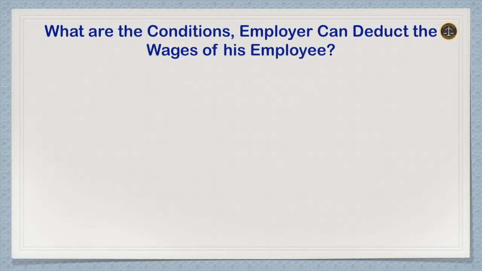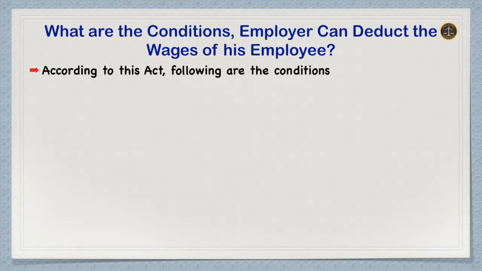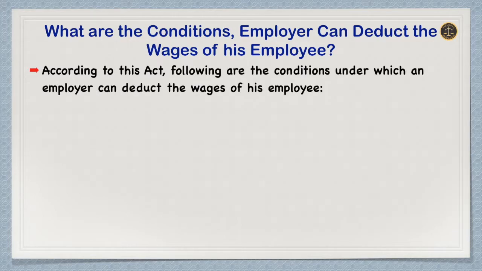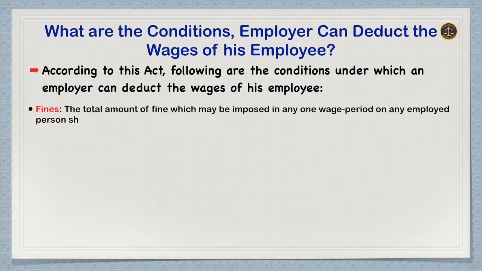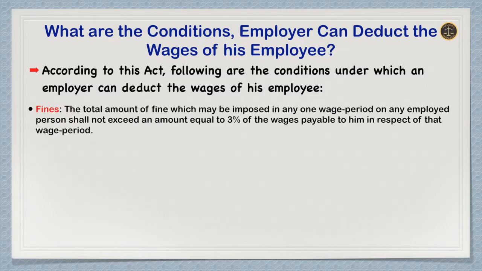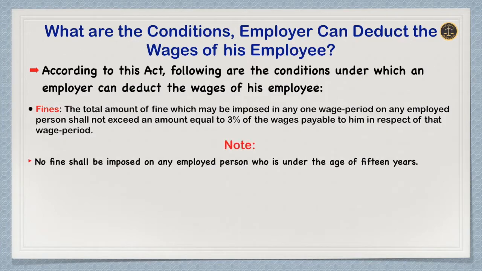Now, the next question is, what are the conditions under which the employer can deduct the wages of his employee? According to this act, following are the conditions under which an employer can deduct the wages of his employee. Fines. The total amount of fine which may be imposed in any one wage period on any employed person shall not exceed an amount equal to 3% of the wages payable to him in respect of that wage period. Note, no fine shall be imposed on any employed person who is under the age of 15 years.